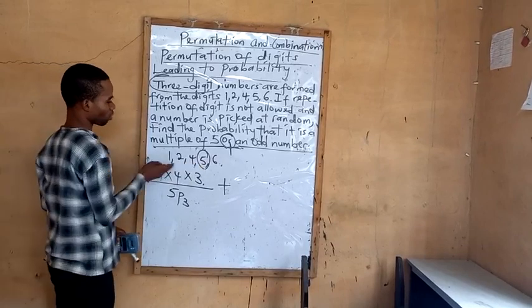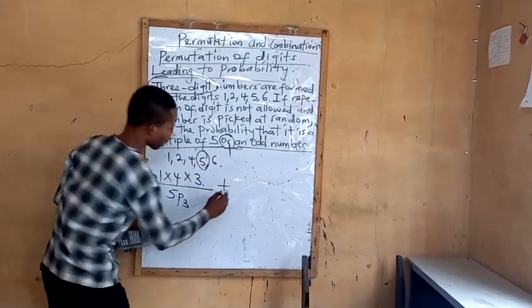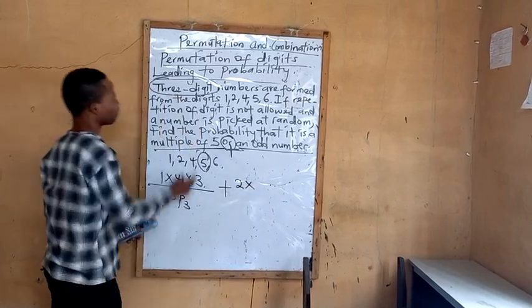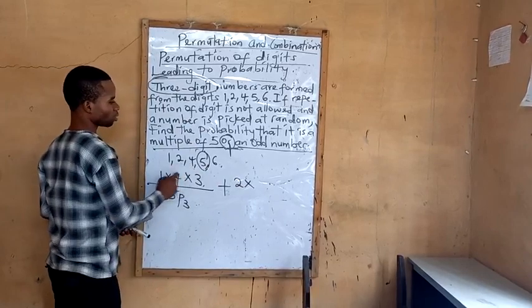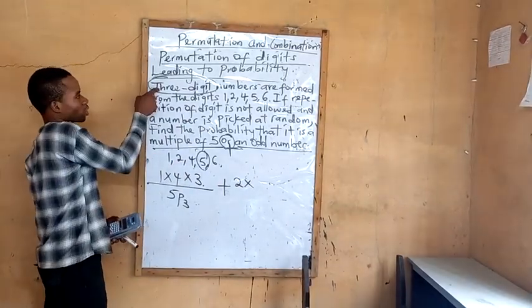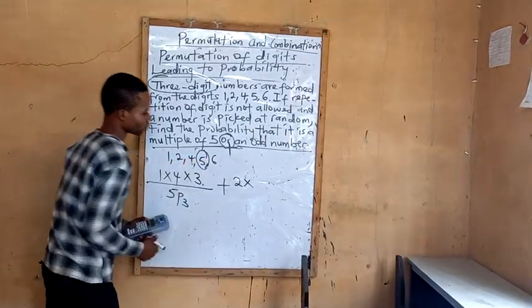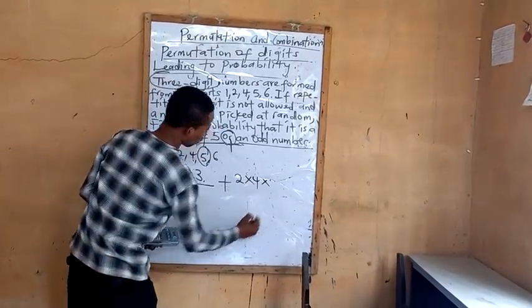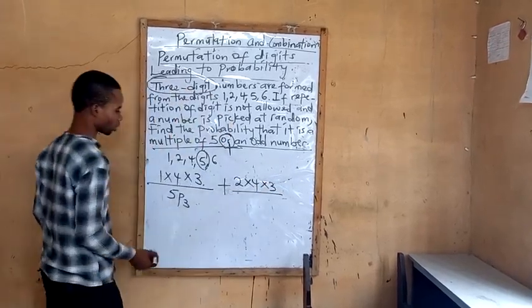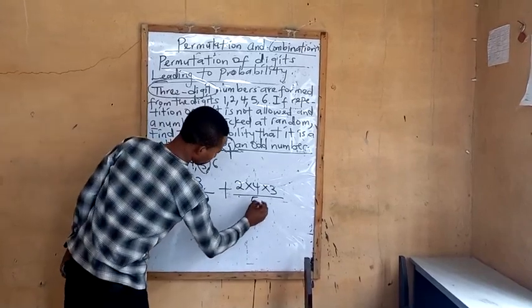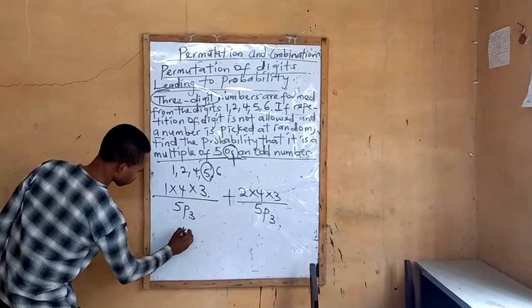Now, look at all these numbers given to us. Which ones are odd? 1, 2. We have just 2. That is 2 times. I'm forming 3 digits, so these 2 odd numbers represent the first digit to be formed. The second digit is going to occupy 4 places, and the third digit is going to occupy 3 places. All over the same total, that is 5 permutation 3. So 1 times 4 times 3 is 12.